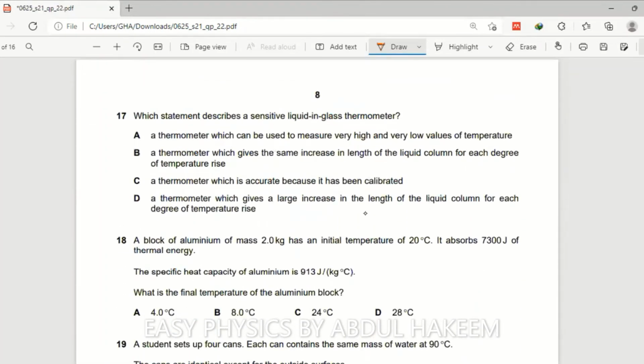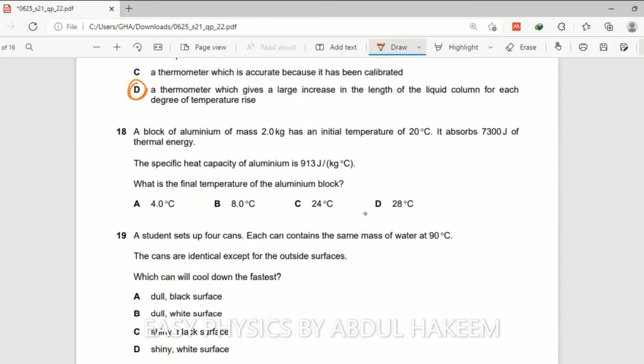Now, number 17. Which statement describes the sensitivity of a liquid-in-glass thermometer? Sensitivity is equal to change in height divided by change in temperature. A thermometer which can be used to measure very high and very low values? No, that is about the range. A thermometer which gives the same increase in length? No, different change of length. A thermometer which is accurate because it has been calibrated? No. A thermometer which gives a large increase in length, in height, is more sensitive. So hence D is the answer.